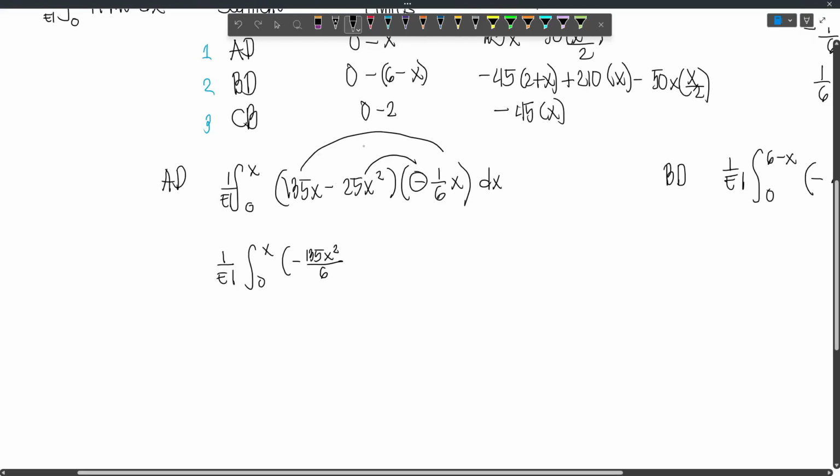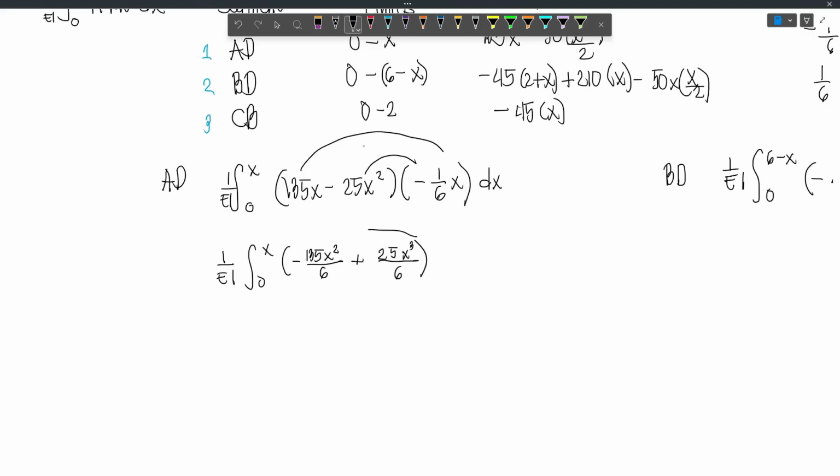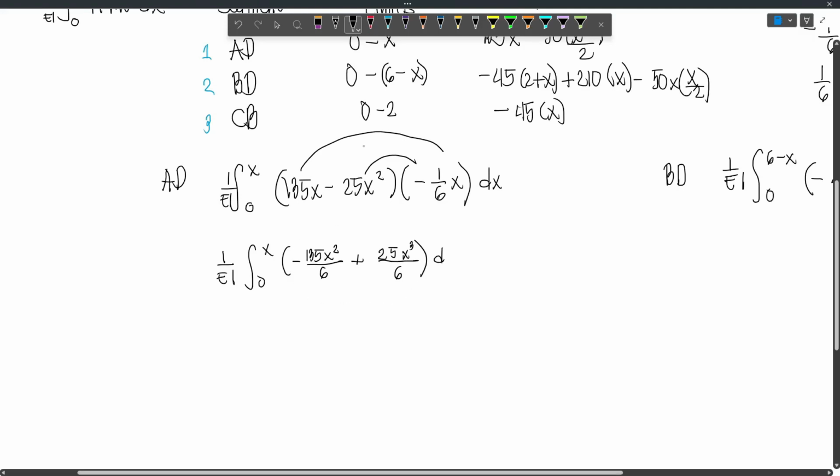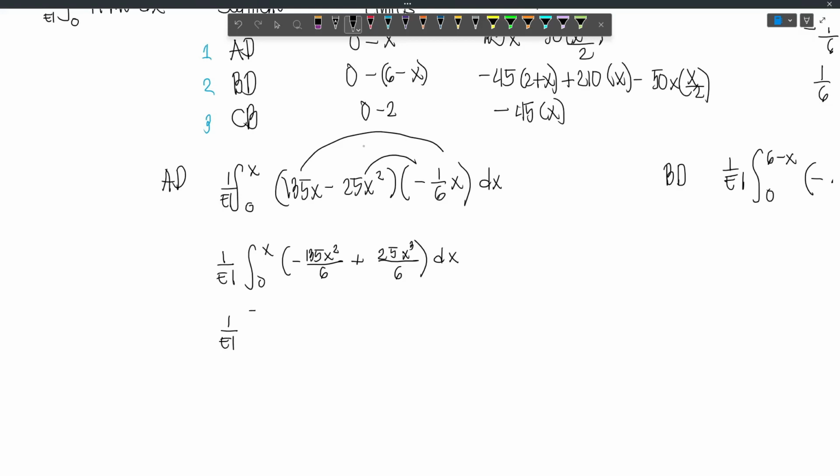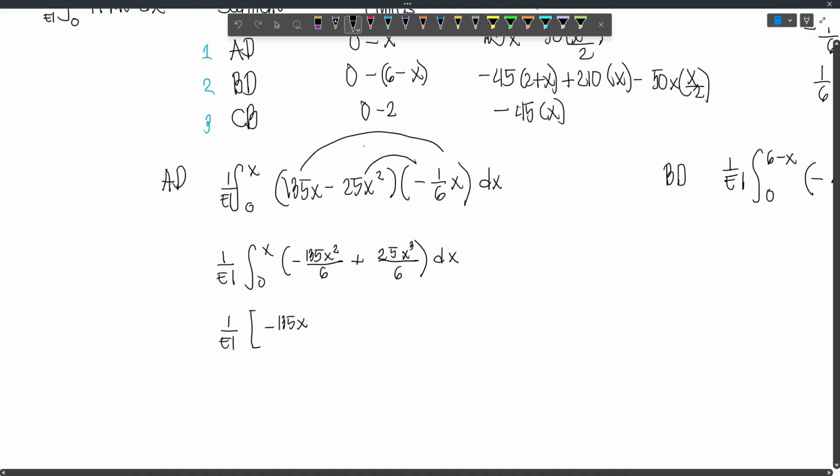Negative times negative, magiging positive. And then x squared times x, magiging x cubed. And so this will be plus 25x cubed over 6. Ito na yung expression that we will integrate. And then dx. Now integrating this one, we will get the following expression. 1 over EI times negative 135x plus 1 tayo dito, magiging cube. And then, yung denominator, magiging 6 times this one. So, 3. And then, plus 25x plus 1 tayo dito, magiging 4. And then, over 6 multiplied by this one.